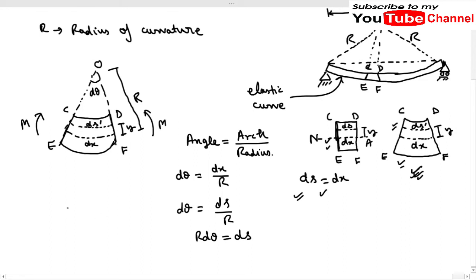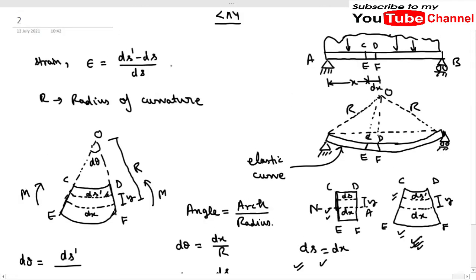Now the other thing is that in this figure, for the segment ds dash, d theta is equal to arc divided by radius. What will be the radius for this segment having length ds dash? The radius will be r minus y. So from here we get ds dash equals r minus y into d theta. Now we have the values of ds dash and ds, so we can put these two values in the formula of the strain.